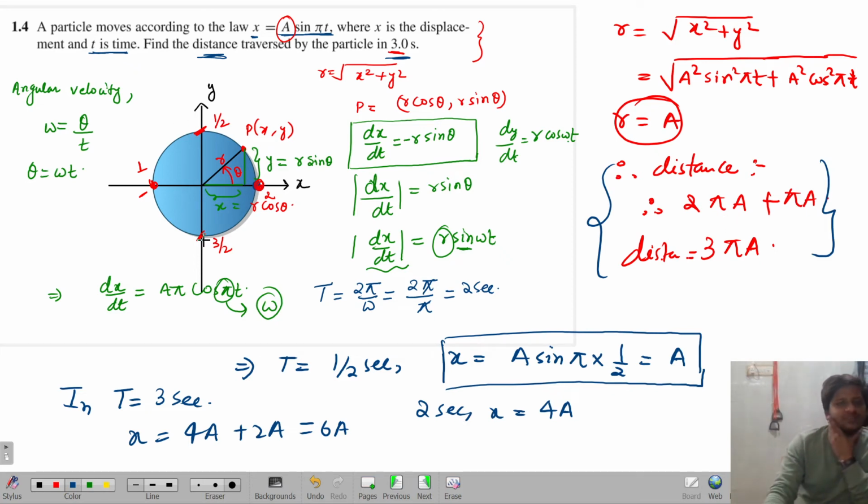I did this in terms of circumference. This thing is done in terms of circumference, one revolution plus half revolution, and this thing has been done with respect to the angle coordinate formation. Got it or not? So both of the answers are correct. Understood or not?